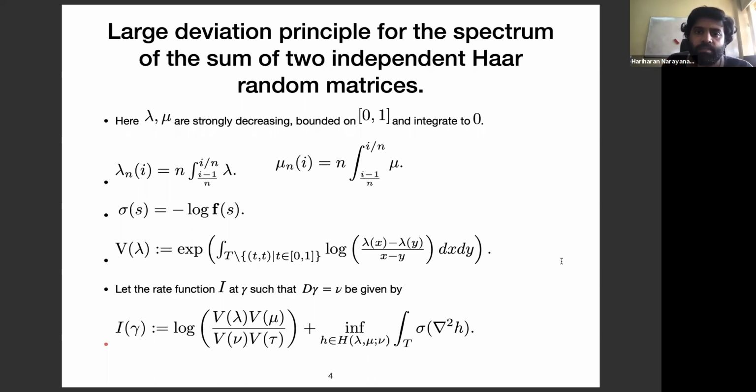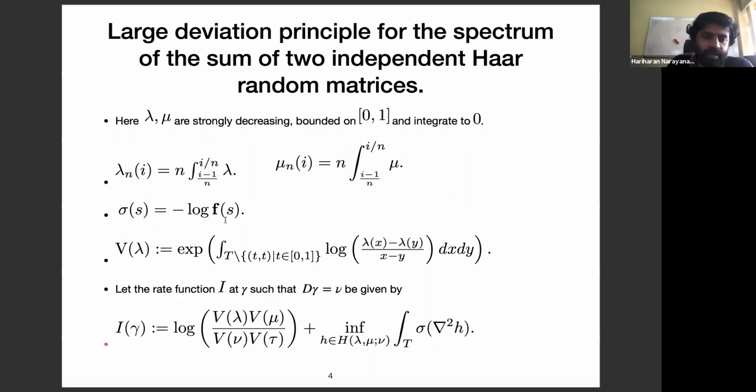So strongly decreasing, bounded on 0, 1, integrates to 0. And these lambda n are the slopes on these intervals I1, I minus 1 by n to I by n that we saw already. So lambda n I is n times integral I minus 1 by n to I by n lambda. Similarly, mu n is the slope on one of these pieces from I minus 1 by n to I by n. Sigma s is minus log f of s.